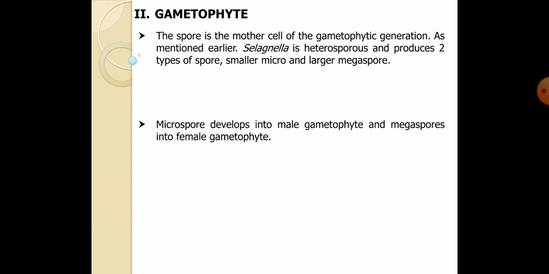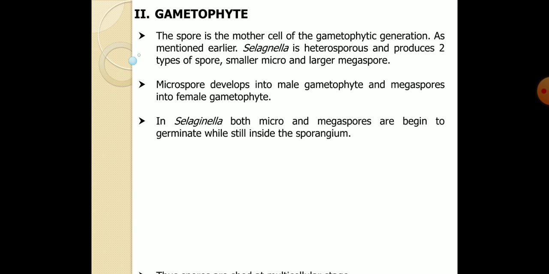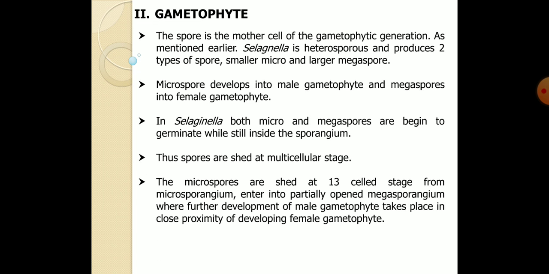When the microspores and megaspores are produced, and we go on to reproduction, the zygote will be formed. The gametophytic generation starts with the formation of the zygote. As mentioned earlier, Selaginella is heterosporous. That means it produces two types of spores, a smaller and a larger one. The smaller ones are called microspores and the larger ones megaspores, and these develop from the microsporophyll and the megasporophyll, giving the male and the female gametophyte.